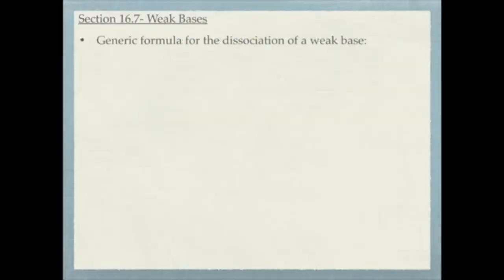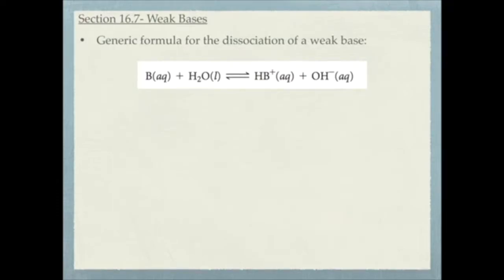Just like with weak acids, we have a generic formula for the dissociation of weak bases. In this case, a weak base is represented simply with a B. When it reacts with water, remember it's a proton acceptor, so it becomes HB with a positive charge, or 1 more than it originally had, plus hydroxide, because water lost its proton to the base.